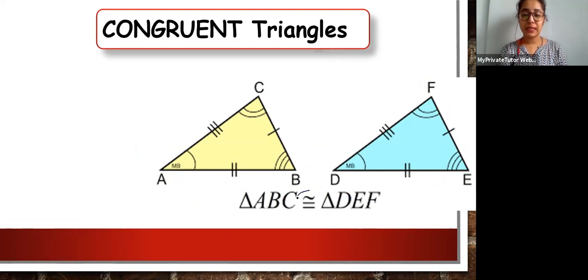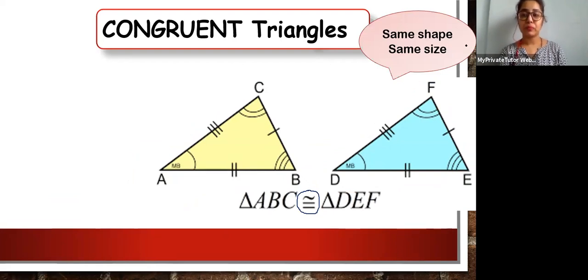So here you can see this sign is used for indicating the congruent figures. If we are talking about triangles, in this chapter we'll be talking about triangles, so we will be using this congruent sign only for triangles. So you can see that both of the triangles are congruent, therefore triangle ABC is congruent to triangle DEF.